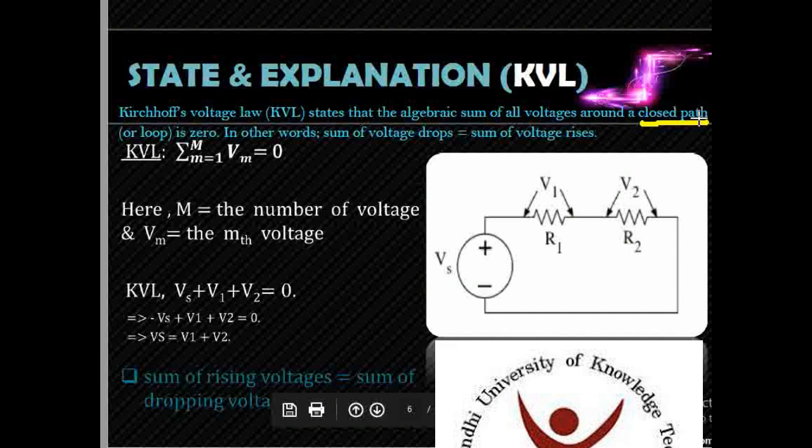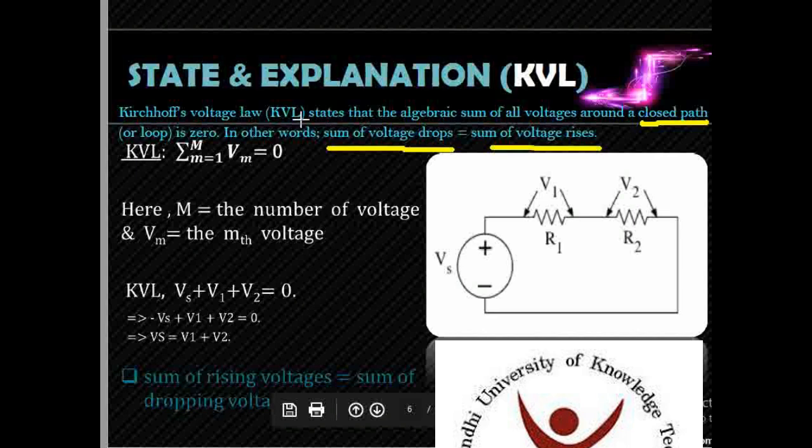That means the algebraic sum of all voltages around a closed path is 0, or in other words, the sum of voltage drops equals the sum of voltage rises. Here voltage drop means voltage drop across a resistor. The resistor only drops the voltage across itself, whereas the sum of voltage rises means the sum of voltage sources. Voltage rise means active element components, voltage drop means passive element components. I have already told you active elements are sources of energy, passive elements are drops of energy.